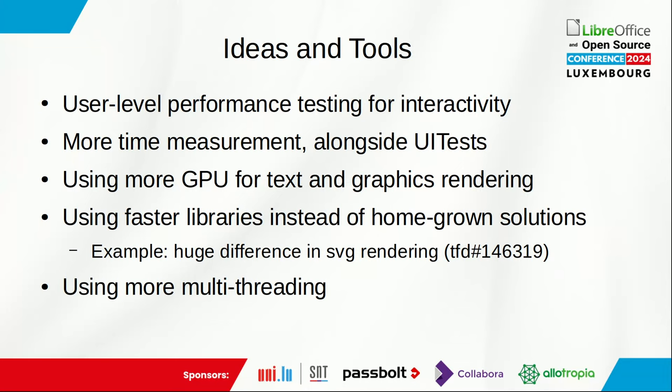So user-level performance testing for interactivity, as I've described, is something that we need to expand, and we need to have more time measurements, and this can be done alongside UI tests. Also, we need to use more GPU. With Skia, we now use GPU, but it's not enough, and many things are done in CPU. So using more GPU can mean better performance, and this is something that is tested across various different applications. One other thing is that we can use faster libraries instead of homegrown solutions. For example, there is a huge difference in SVG rendering, and the homegrown solution that is used to render SVG might not be suitable for use everywhere. And also we can use multi-threading.